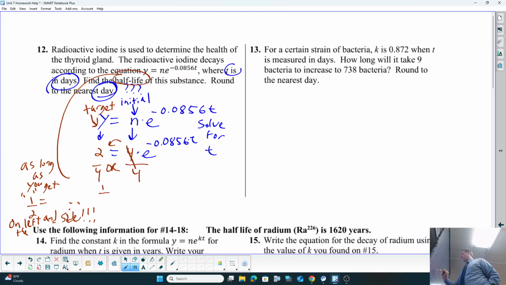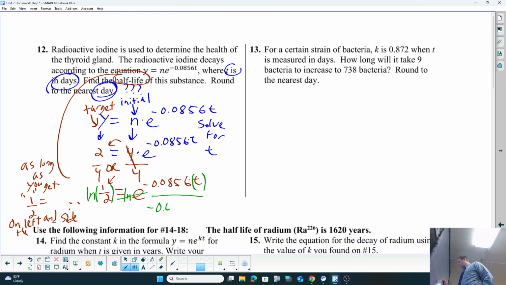As long as you get 1/2 now, that's the important part. So then e to the negative 0.0856 t. Now we have to undo e. Pause me. How do you undo e? The opposite of e is ln. ln is going to get rid of e, and if you do it on one side, you have to do it on the other side. Then t is being multiplied, so you divide by negative 0.0856 on the other side.